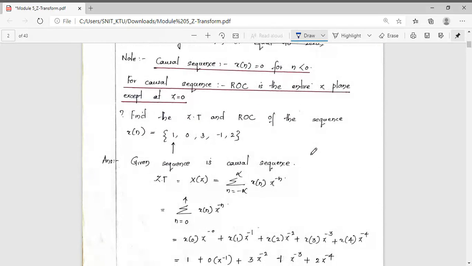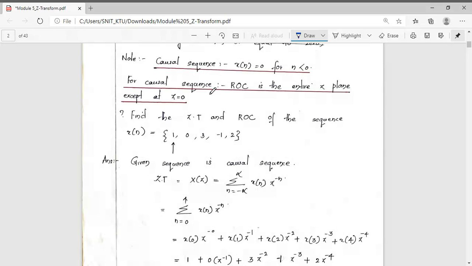Okay, so now let's see what will be the ROC in the case of a causal and anti-causal sequence. We know that a causal signal means x of n is equal to 0 for n less than 0. So for a causal sequence, the ROC is the entire Z plane except at z is equal to 0. So let's study this point in detail based on an example.